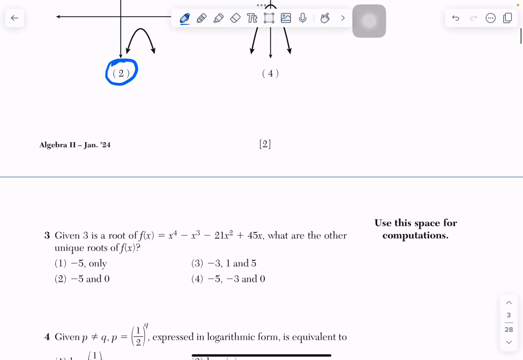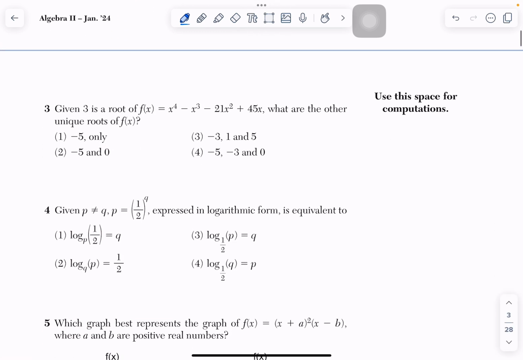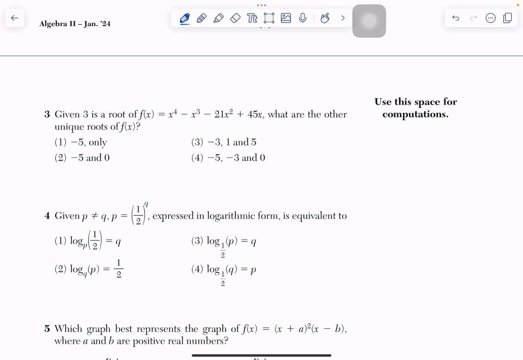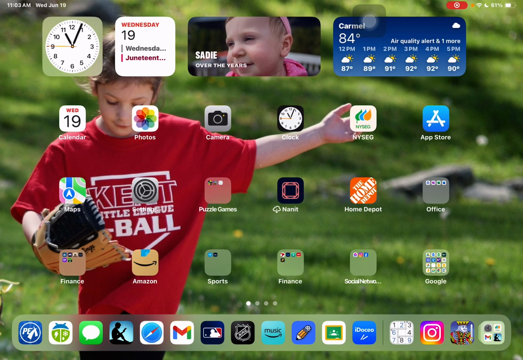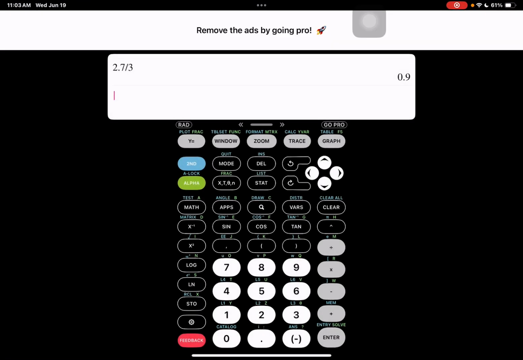Number 3 says 3 is a given root of x to the 4th minus x to the 3rd minus 21x squared plus 45x. What are the other unique roots? Well, they give you the choices here. So the best thing to do is to use your calculator. I'm going to pull up my calculator and put it in the y equals screen. Wherever y is equal to 0, that's where the roots are, or you can actually see them on the graph.